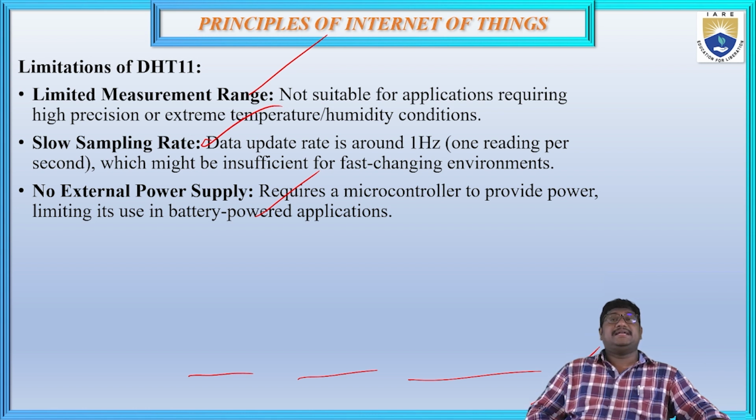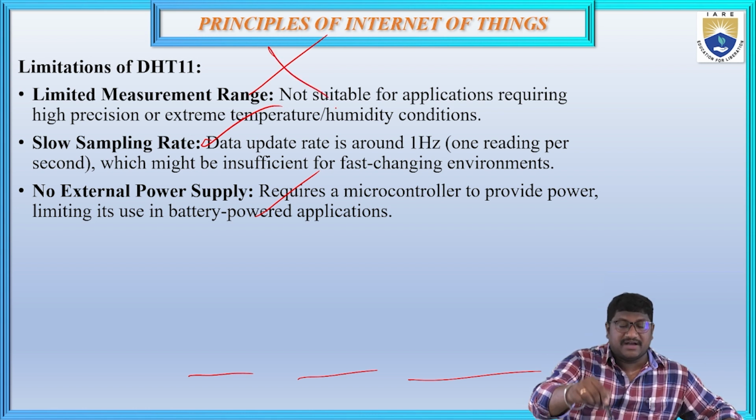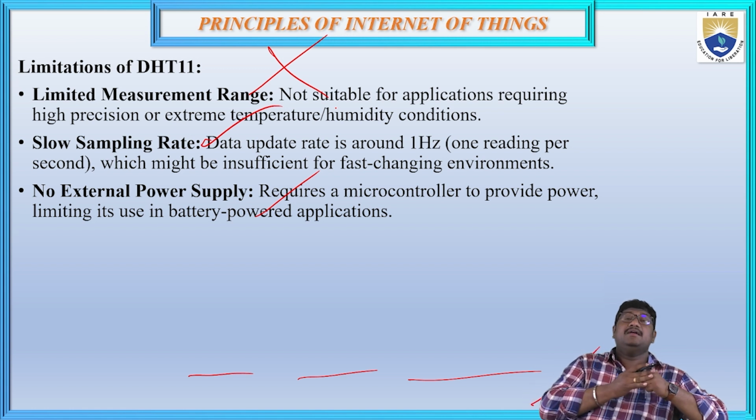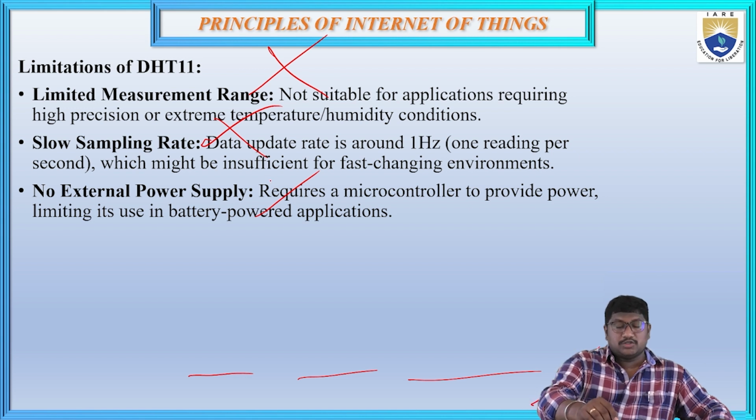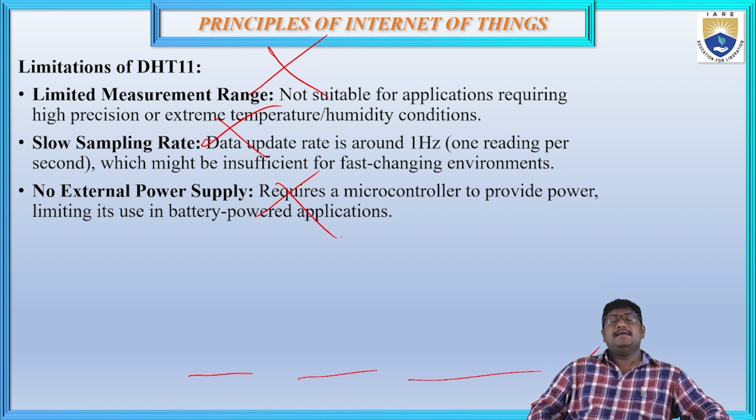Coming to the first limitation, it is not suitable for applications which require high precision. For extreme temperature and humidity conditions, it is not suitable. And also, there is only a slow sampling rate. As I told you, only 1 Hz, 1 reading per second, is going to be taken. And also, no external power supply is required. Why? Because the microcontroller is provided to supply power, which is limited in the form of a battery.